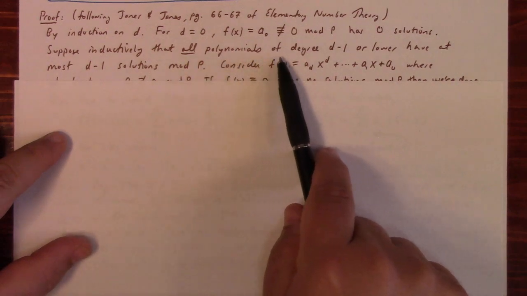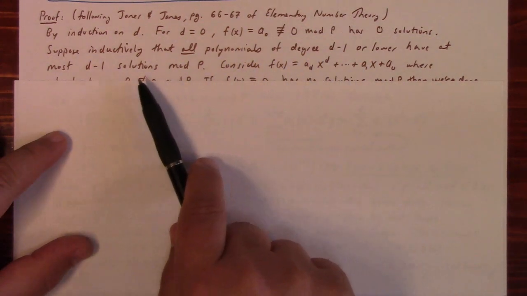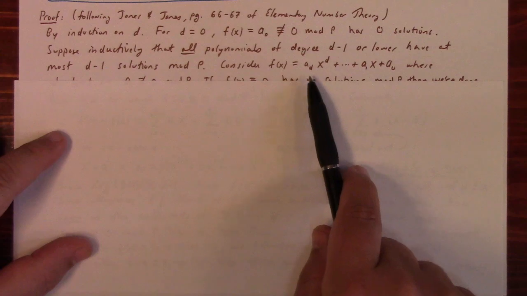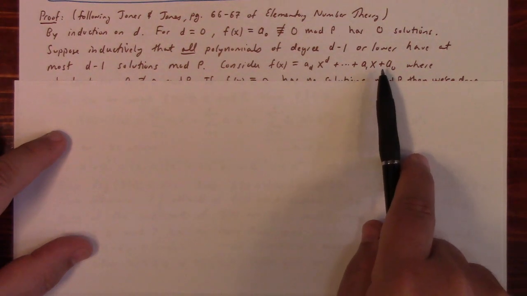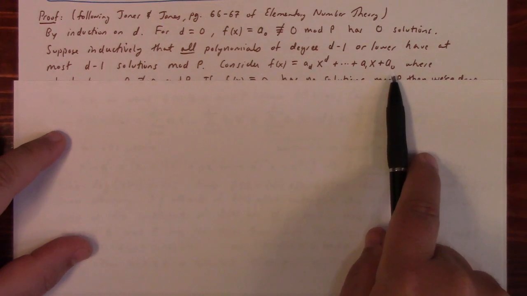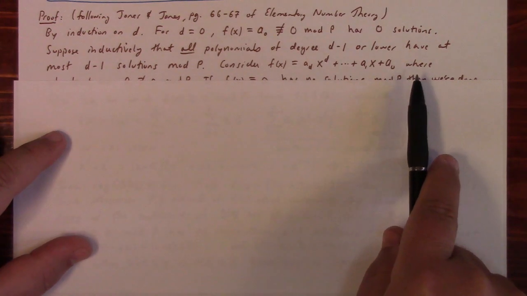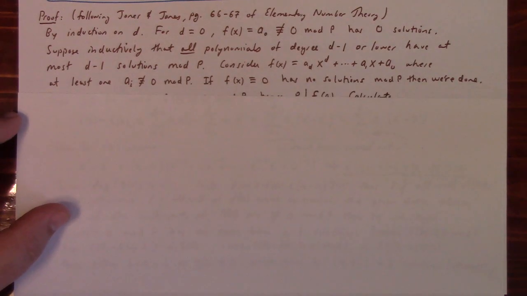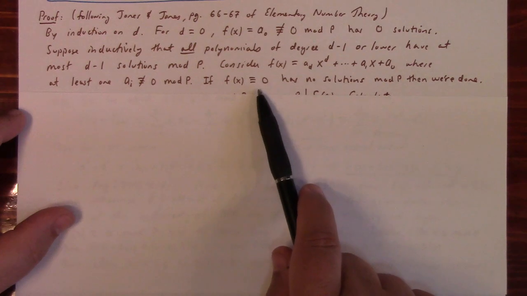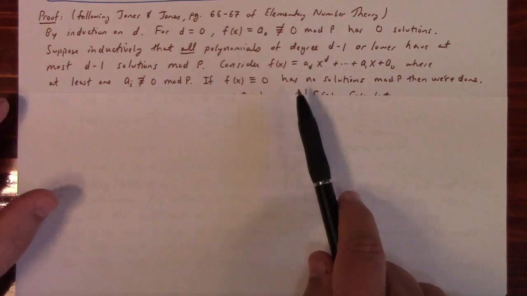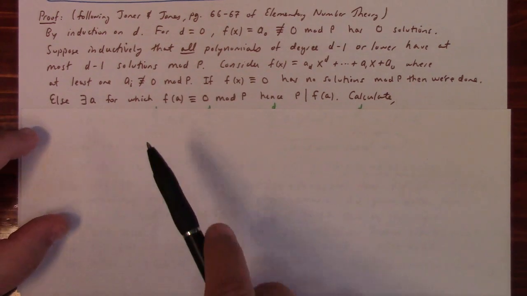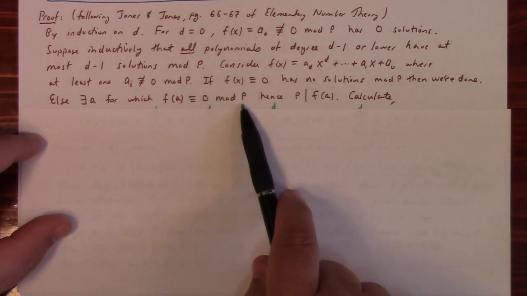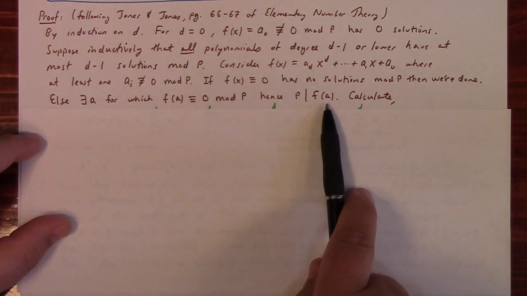Suppose inductively that all polynomials of degree d minus 1 or lower have at most d minus 1 solutions mod p. Consider f of x equals a sub d x to the d plus and so on, plus a1 x plus a sub 0, where of course not all of those coefficients are congruent to 0 mod p. So if f of x congruent to 0 has no solutions, then we're done, right? Because that would be less than d solutions. However, if there exists an a for which f of a is congruent to 0 mod p, that means that p divides f of a, right?